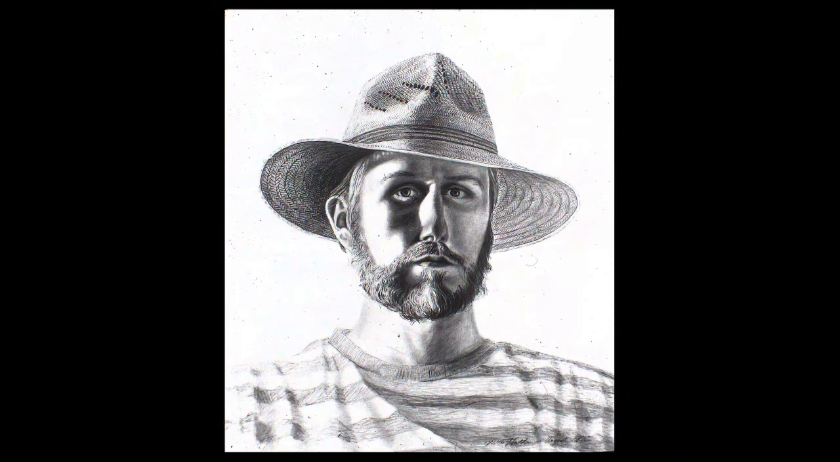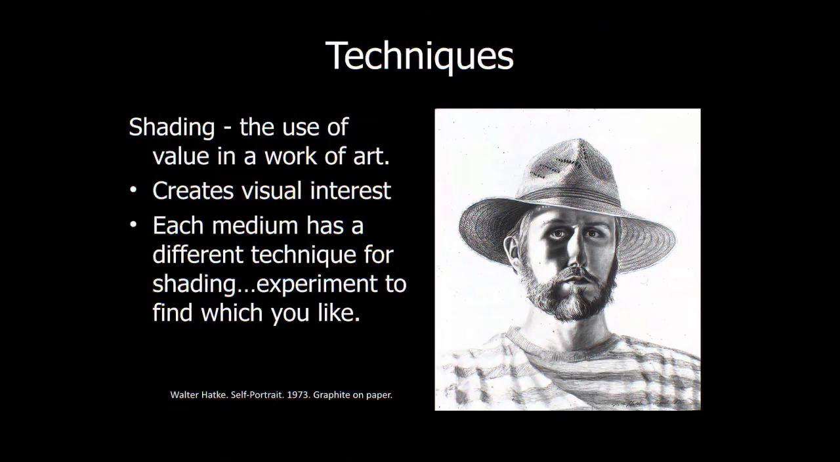And if we take a look at this example here, a portrait, very strong contrasting black and whites. Value is also used in shading. Something about that creates visual interest. Each medium has a different technique for shading. Experiment to find what you like. And this is actually graphite on paper, so a basic drawing on paper. 1973, Walter Hotkey.